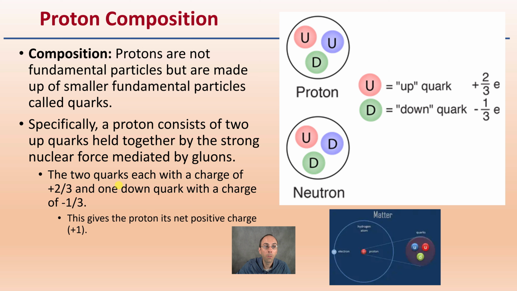The composition of a proton: they're not fundamental particles, but they're made up of smaller fundamental particles called quarks. Specifically, a proton consists of 2 up quarks and 1 down quark, held together by a strong nuclear force mediated by gluons. The 2 up quarks each have a charge of plus 2/3, and the 1 down quark has a charge of -1/3. So if you take these 2 up quarks and that 1 down quark, that essentially gives you the proton with a net positive 1 charge. Here's our proton, and we're going to talk about the neutron going forward, but this gives you an idea of the 2 up quarks and 1 down quark. Our neutron will be slightly different.